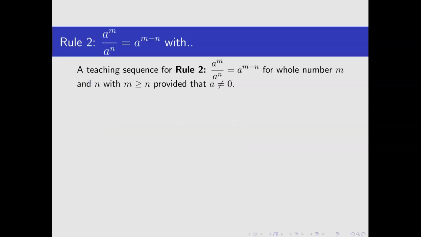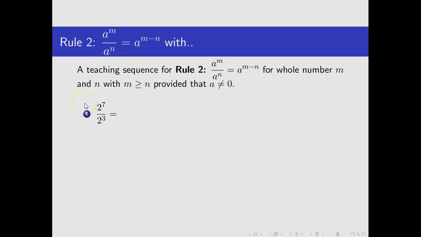Okay, rule 2. So here we have a to the m divided by a to the n is equal to a to the m minus n. And we're actually making an additional assumption here that m and n are whole numbers, and in this case that m is greater than or equal to n. So we have more powers of a in the numerator than the denominator, and we're going to assume a is not 0 because we can't divide by 0. We don't want any zeros in the denominator.